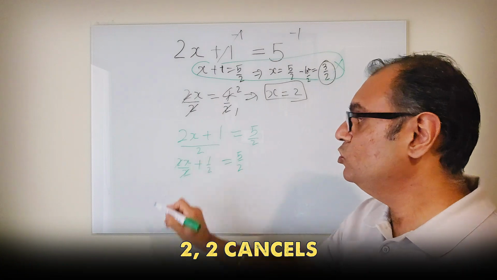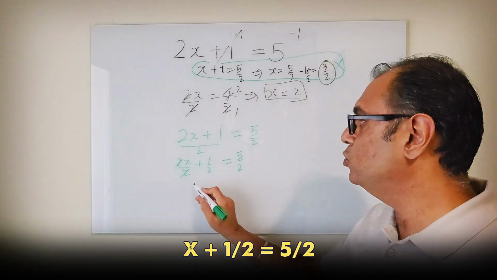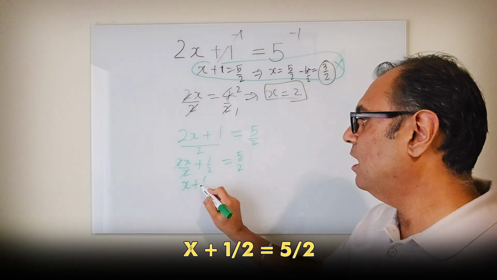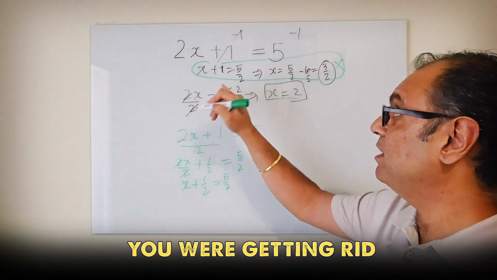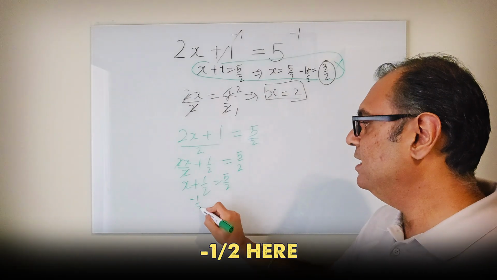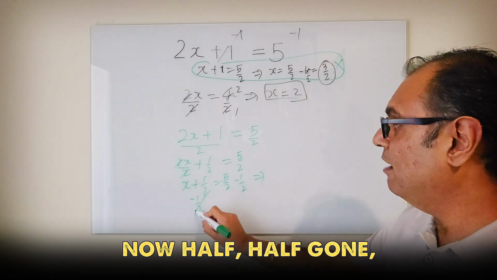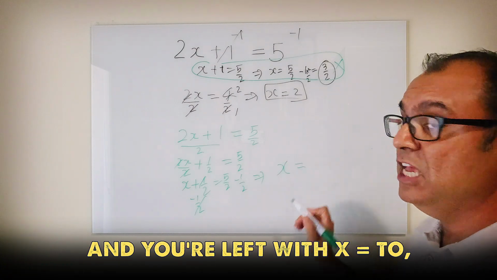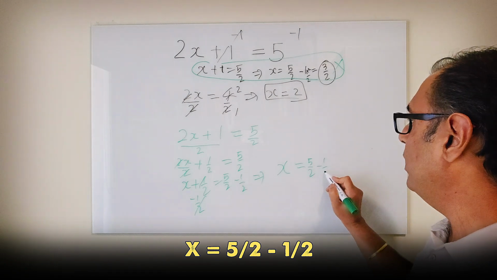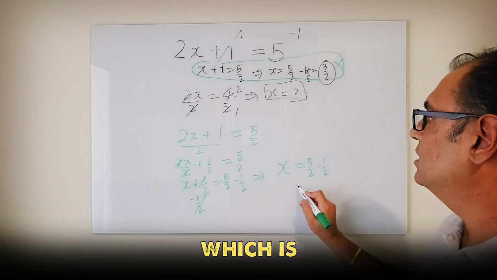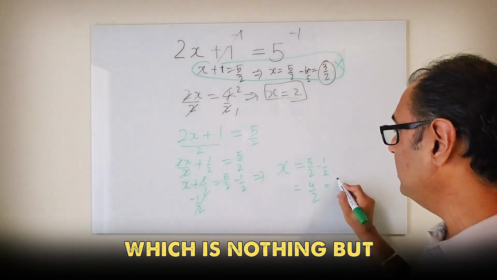And now the 2 cancels in the x. So you're left with x plus half equals to 5 on 2. Get rid of this half exactly the way we were getting rid of that 1 earlier. So I take negative half here, which eventually becomes half gone, and you're left with x all alone on the left hand side, equals to 5 on 2 take away 1 on 2, which is 4 on 2, which is nothing but 2.